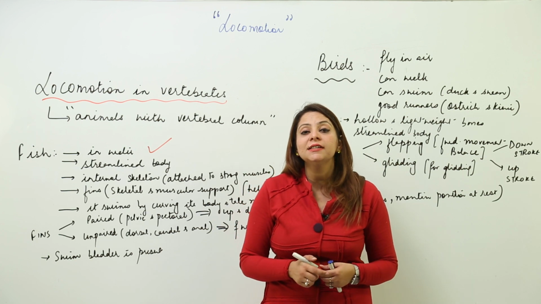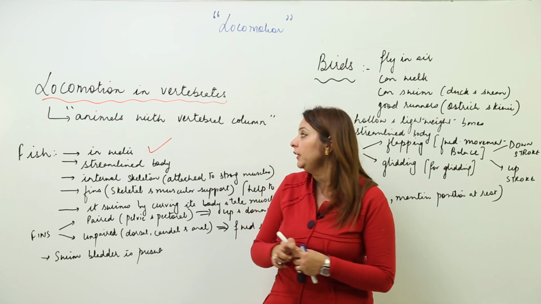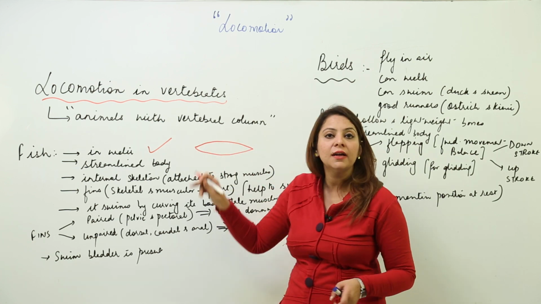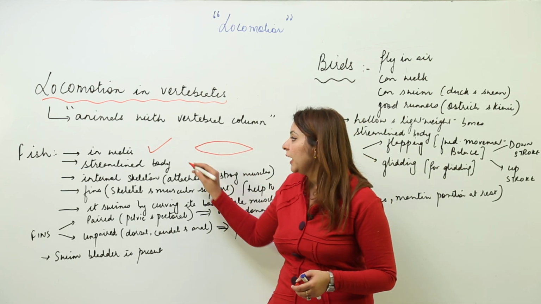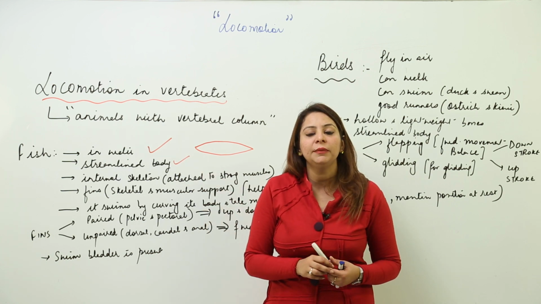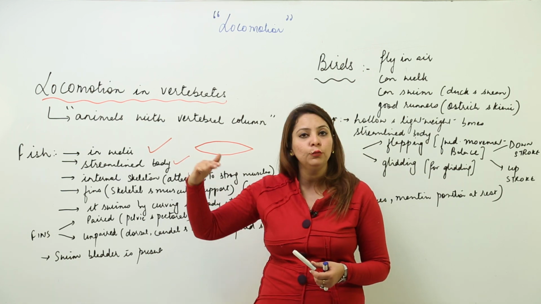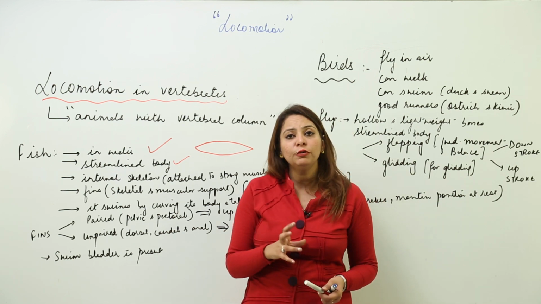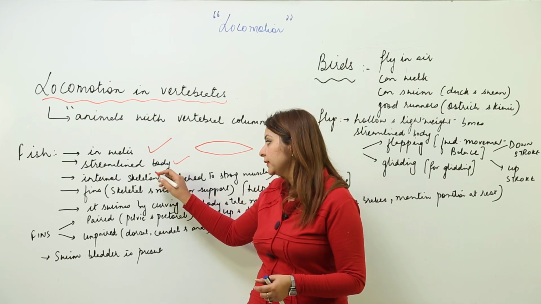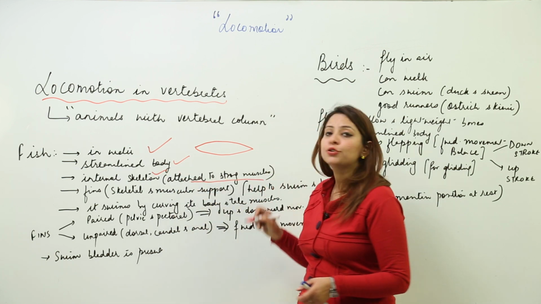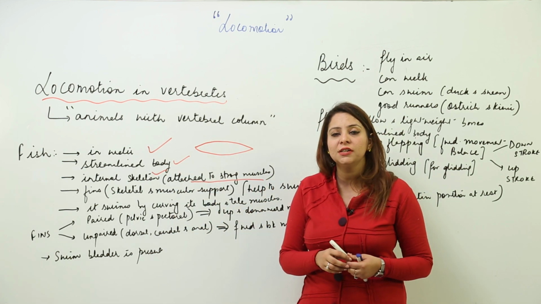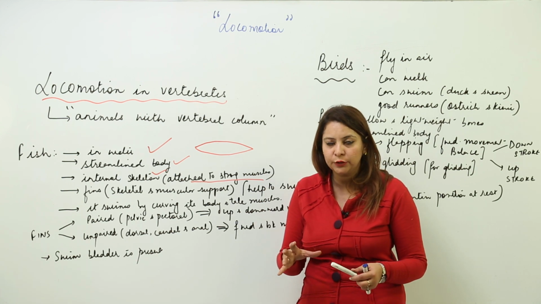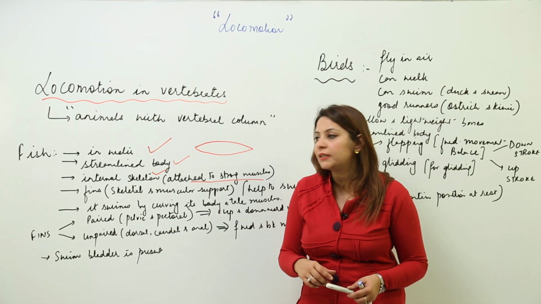That is, it has a streamlined body. What is streamlined? It is narrow at the ends and wider in the middle. So it has the adaptation of a streamlined body. That is why it can move smoothly in water. Now if we talk about the movements, it has an internal skeleton which is attached to strong muscles, so that it can show a strong kind of movement in water.